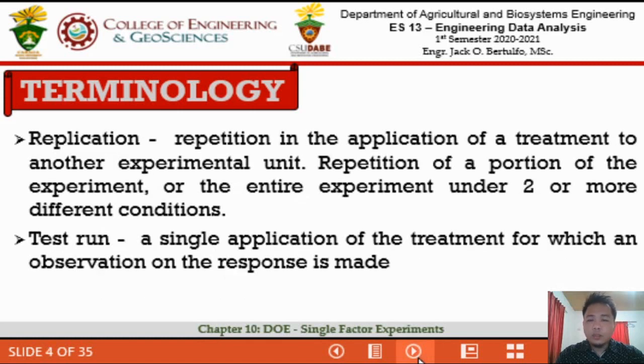Next one is the replication. Replication is the repetition in the application of treatment to another experimental unit, a repetition of a portion of the experiment or the entire experiment under two or more different conditions. So replication is the repetition of the treatment. The treatment is being replicated twice, thrice, or depending on how you set it. A test run is a single application of the treatment for which an observation of the response is made.